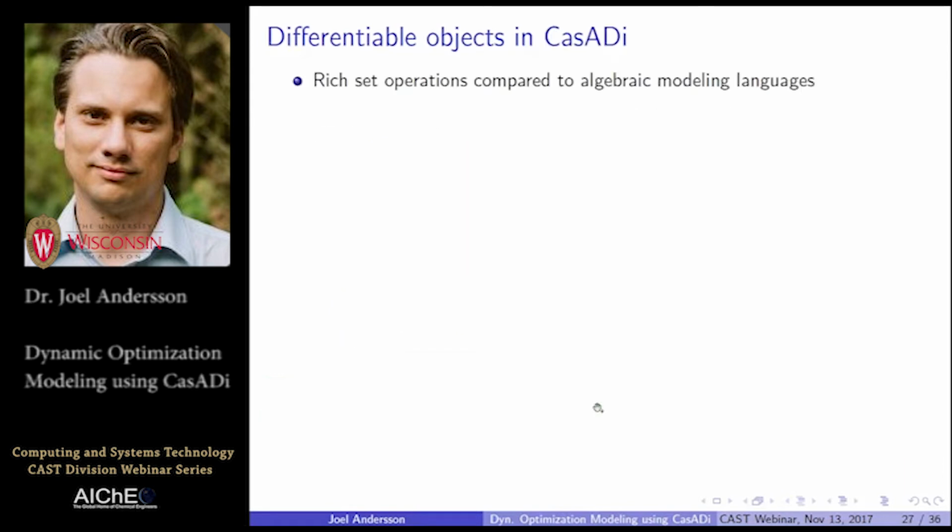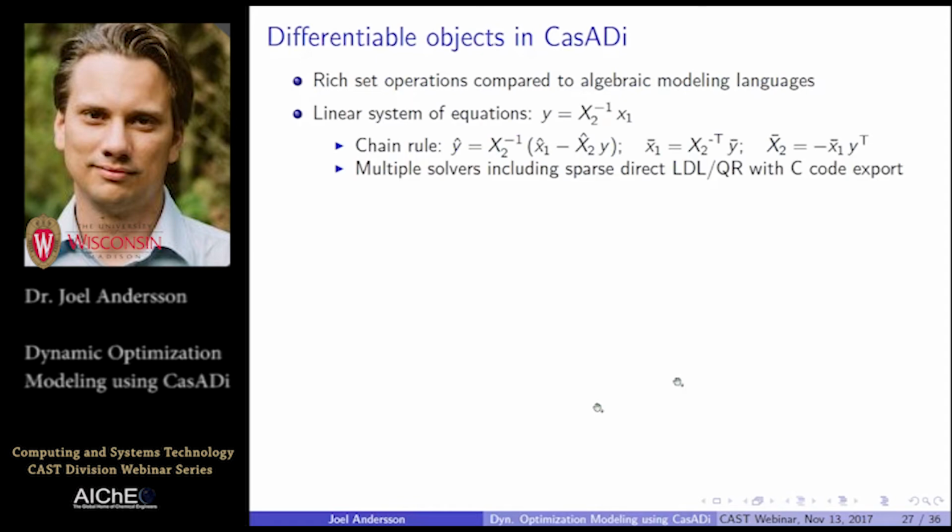So what about these operations in CasADi? In comparison to other modeling languages, CasADi has a very rich set of atomic operations that can be differentiated. This includes linear systems of equations. You can have a backslash operation in your modeling code and have CasADi automatically differentiate this to arbitrary order using the chain rule for matrix operations.